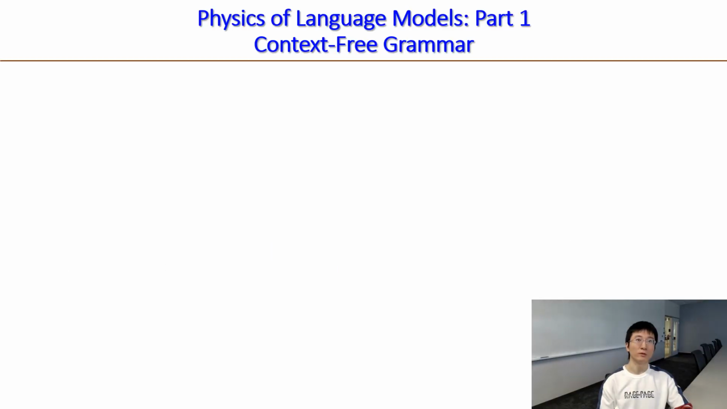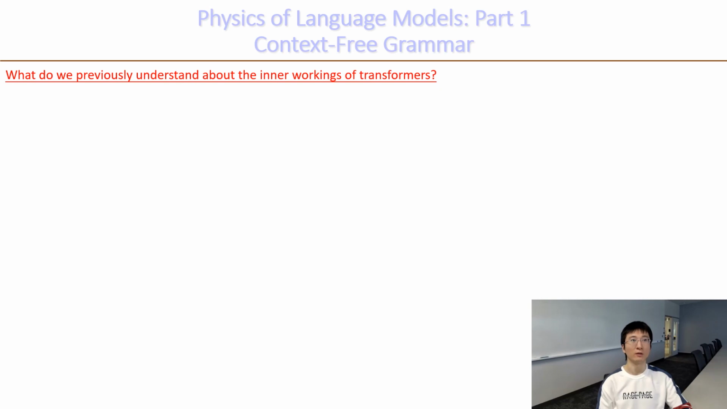Okay. So before I even introduce what context-free grammar is, let me ask a very crucial and fundamental question. That is, what do we previously understand about the inner workings of transformers? I want to particularly highlight two results that I really like, and I think a lot of people have read them.